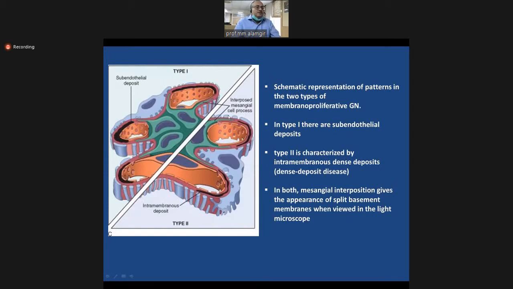Here you can see this is a schematic representation. The antigen antibody complexes or the electron dense material may be deposited within the substance of the basement membrane like this, and in this way it basically reflects splitting of the basement membrane. Although the basement membrane is not split, because of this pattern of deposition, we have duplication of the basement membrane on the microscopy. So in type 1, there are subendothelial deposits. Here you can see these are the endothelial cells and this is subendothelial.